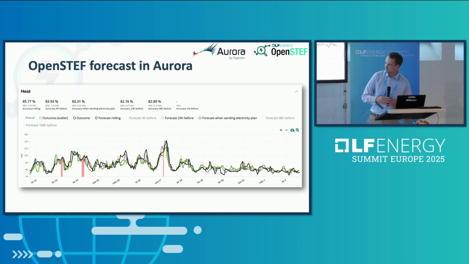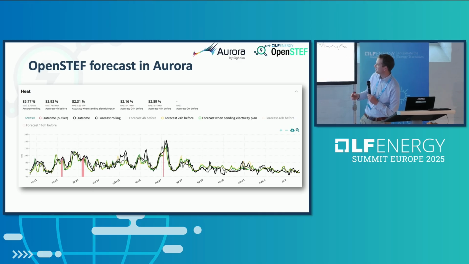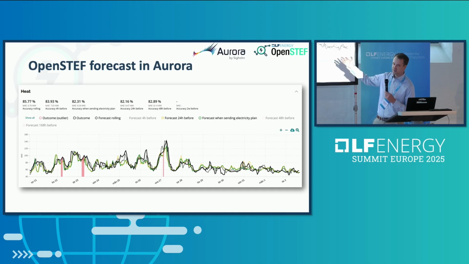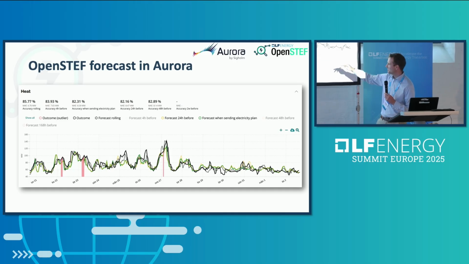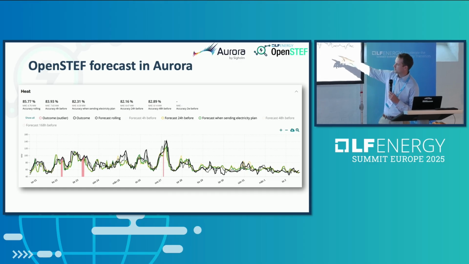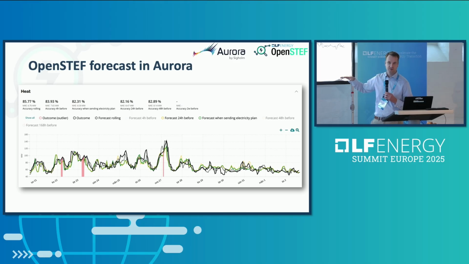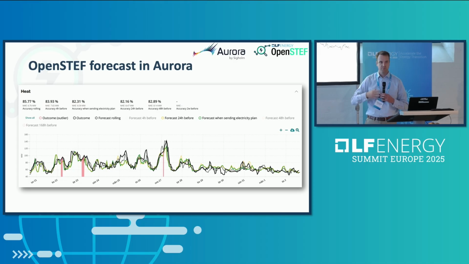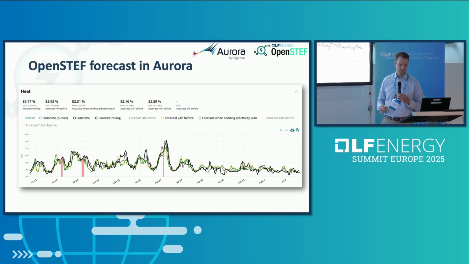And then I want to show you how openSTEF is used in this. This is one of our heat forecasts. So this is not electricity. Everything Bart showed you is electricity, but this is just for a city in Sweden. I cannot tell you which one, unfortunately. It shows how much heat is being used, that's the black line. The other lines are for different time horizons: what would be the forecast 24 hours ahead, or maybe even 1 hour ahead. Also something very important for us is when the electricity plan is sent, so when this bid is going out to the market.